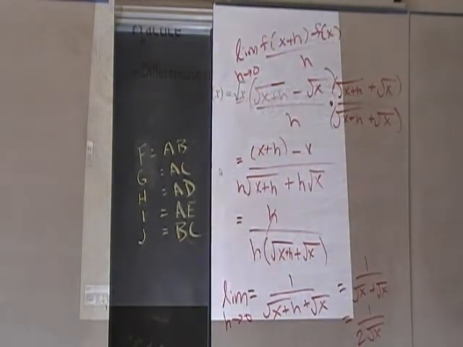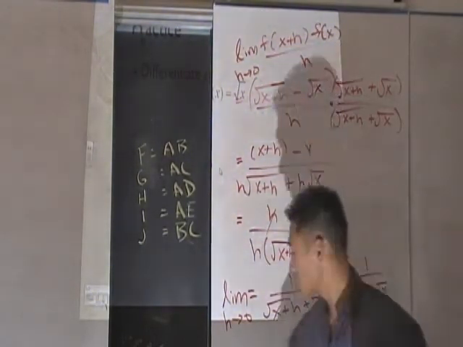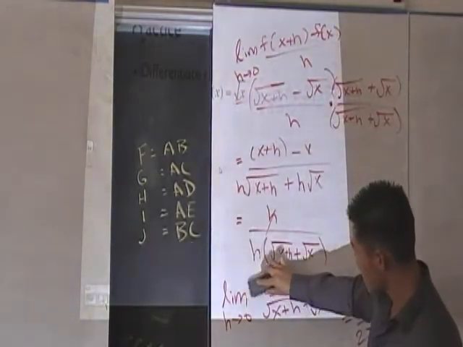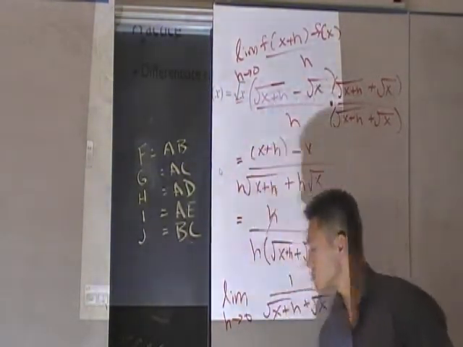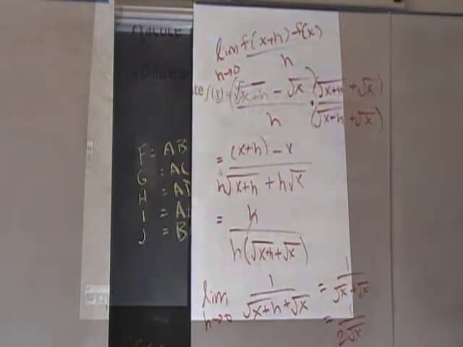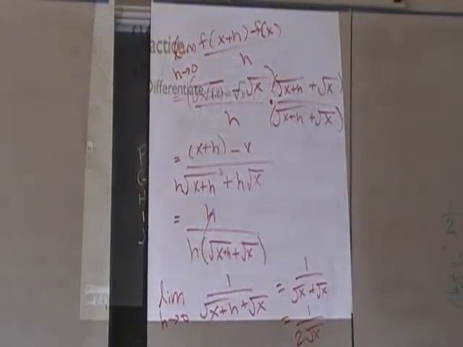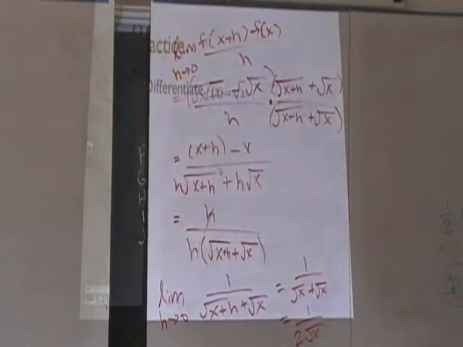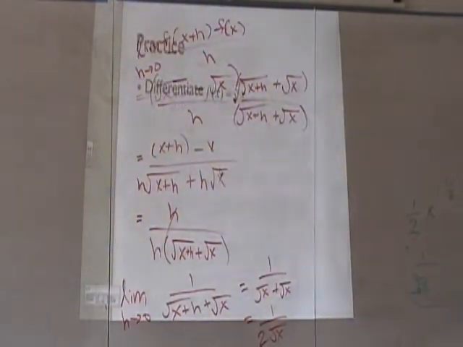Positive. I thought when something cancels out, it turns into 0. No. Because we really have h divided by h, right? So it's 1. Alright, any questions there?